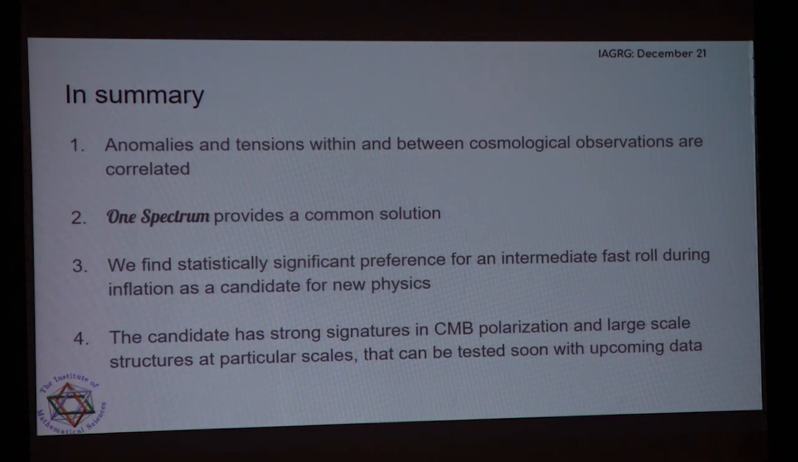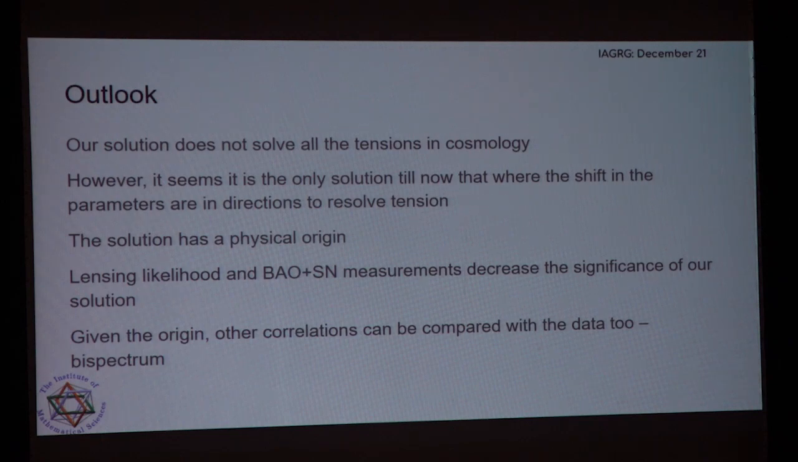Let me summarize: anomalies and tensions within and between cosmological observations are correlated. So it is not that you need different models in order to solve different problems. You can have one common solution, that is the one spectrum. And we find statistically significant preference for an intermediate fast roll, as I said. This candidate has strong signatures in CMB polarization and large scale structures at particular scales, 300 megaparsec. We can identify this type of oscillations if they are present.